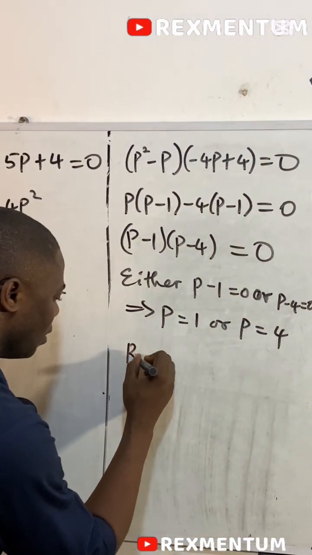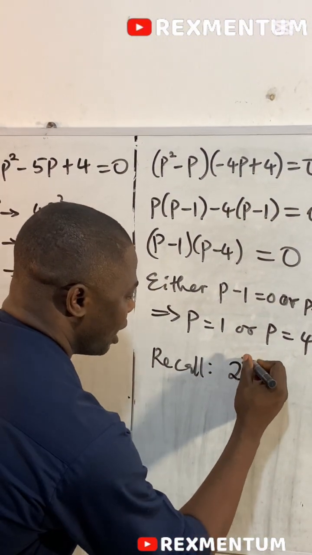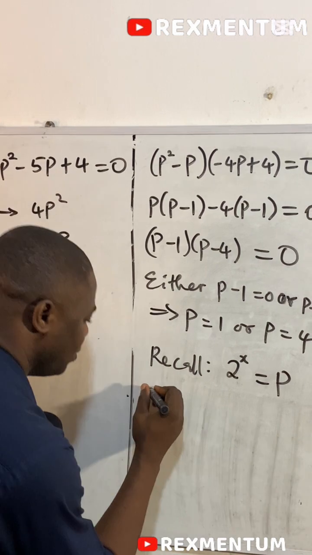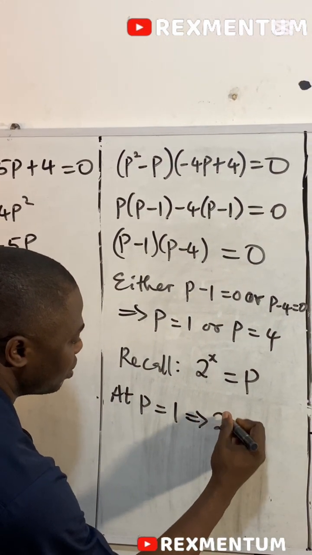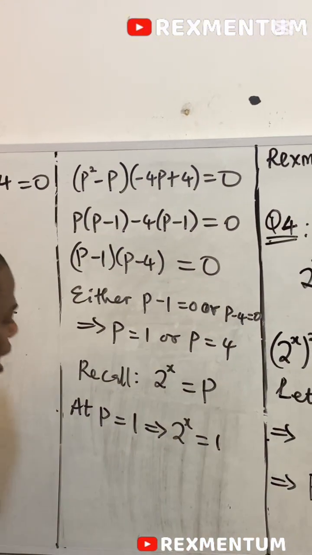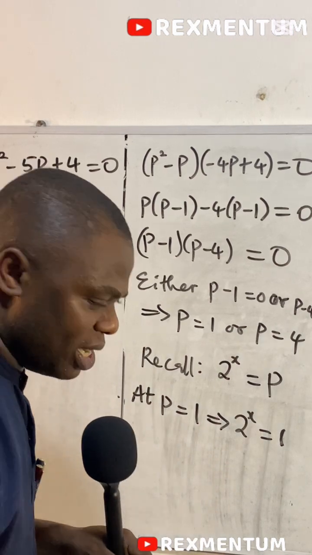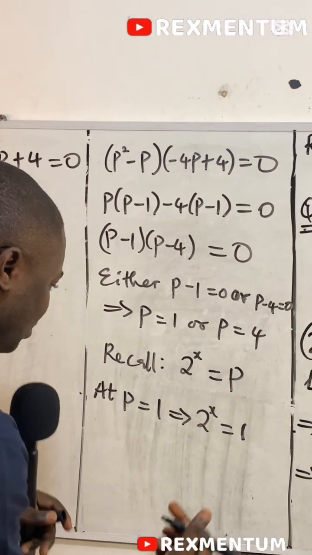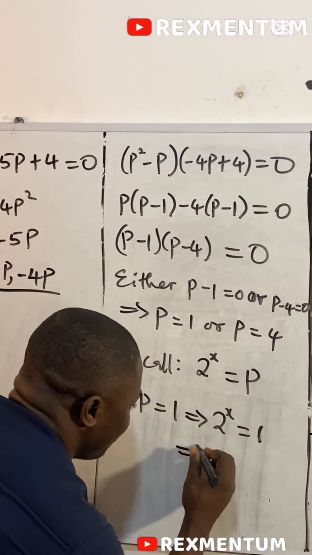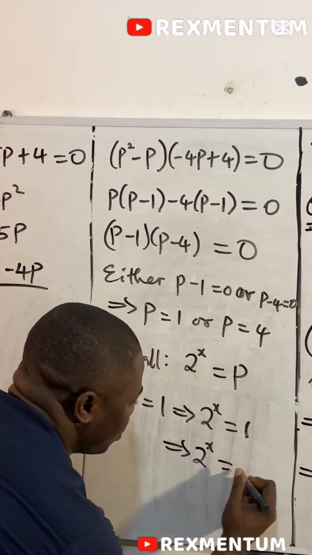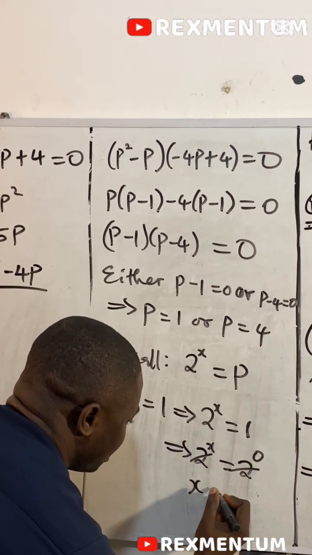Now recall, you recall what is that? That 2 raised to the power x is equal to p. Then you see at p equal to 1, this will imply that 2 raised to the power x equal to 1. Now, there are some principles of indices for you to make this of uniform base so that you can factor or sub something out. You recall that anything raised to the power 0 is 1. So with that, this will further give you that 2 raised to the power x equal to 2 raised to the power 0. Base will eliminate, x equal to 0.